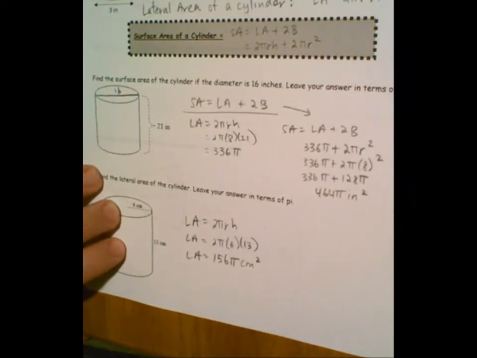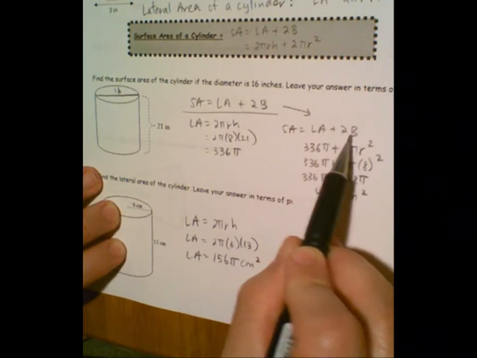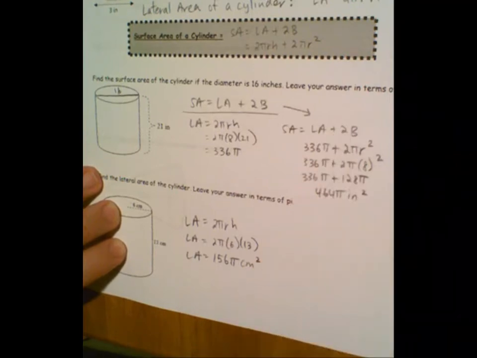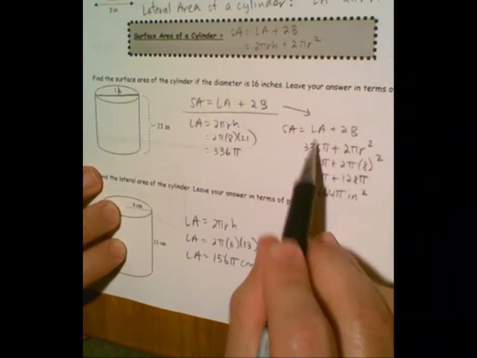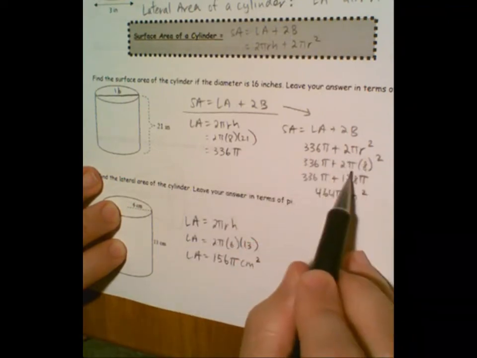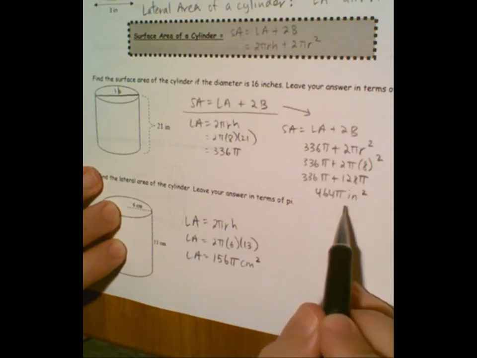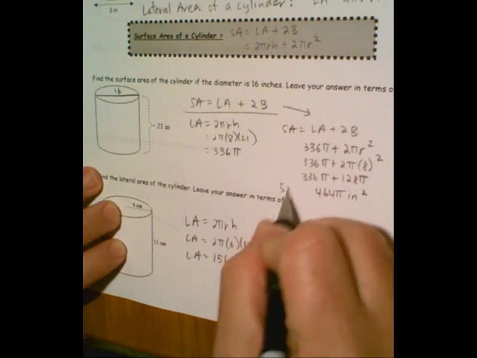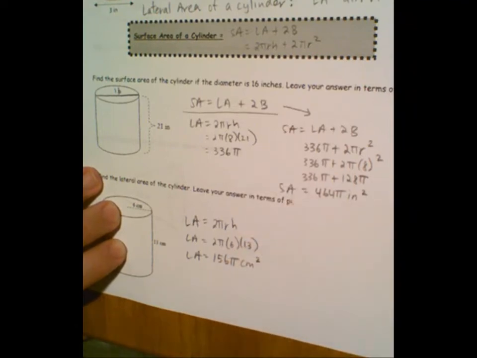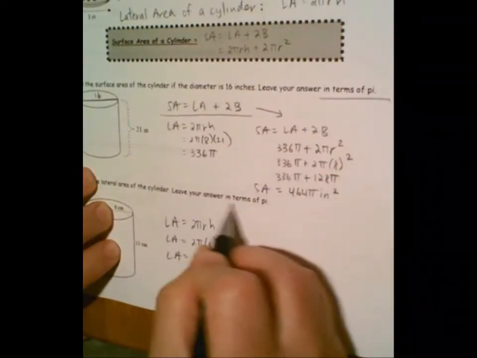Sorry about that. I was missing it off to the side. So here it is. I'll leave it there for an extra minute. The surface area is equal to the lateral area plus 2 times the area of the base. So we had the lateral area was 336 pi plus 2 pi r squared, 2 times pi times 8 squared. 336 pi plus 128 pi is 464 pi inches squared. That's the surface area, the answer to this question. Leave your answer in terms of pi.